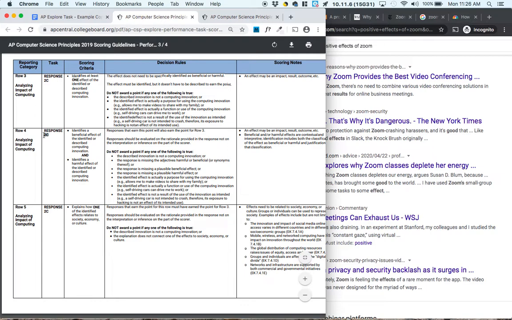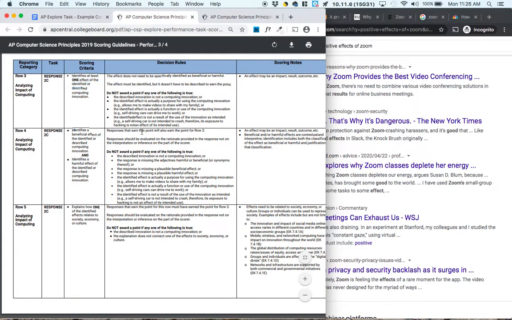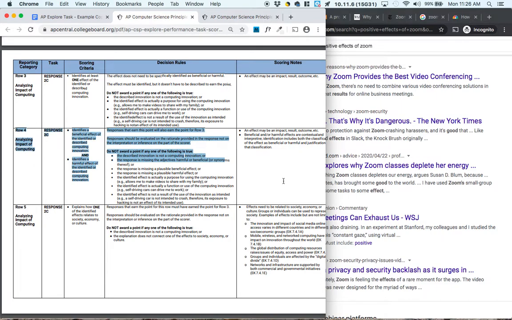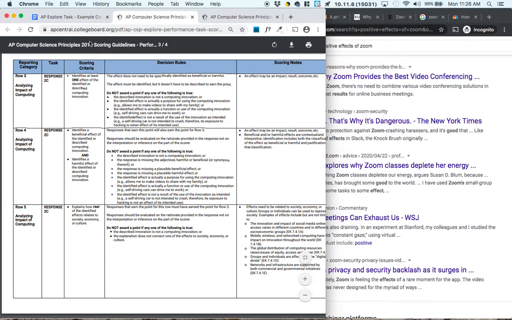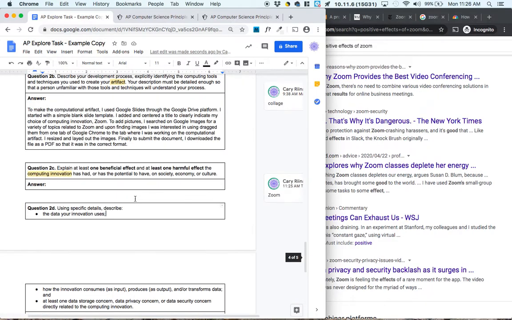We need to have, in question 2C, a beneficial effect and a harmful effect. So we get 1 point for one effect. If we have a beneficial and harmful effect, we get a second point from this row. Each row is either a full point or 0 points. And then also we need to explain how one of these effects relates to society, economy, or culture. And those words are included in the question as well.